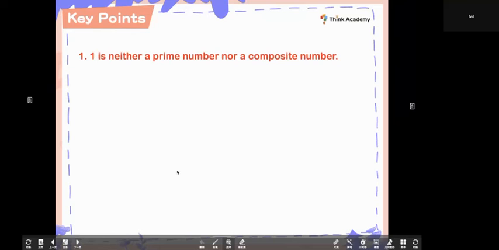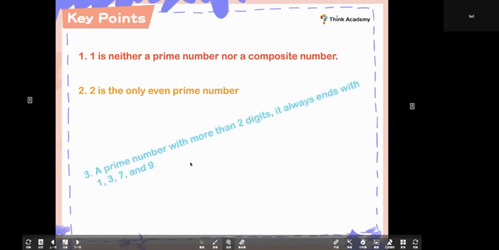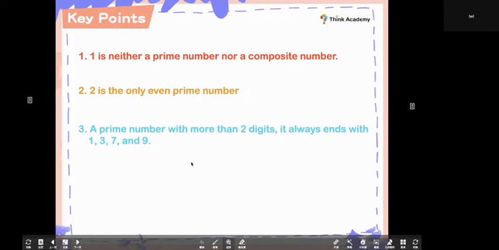what is a prime number? We have several points. The first one is that 1 is neither a prime number nor a composite number. And number 2 is the only even prime number. That is very important. And the third one, a prime number with more than 2 digits always ends with 1, 3, 7, or 9. And other even numbers cannot be prime numbers.